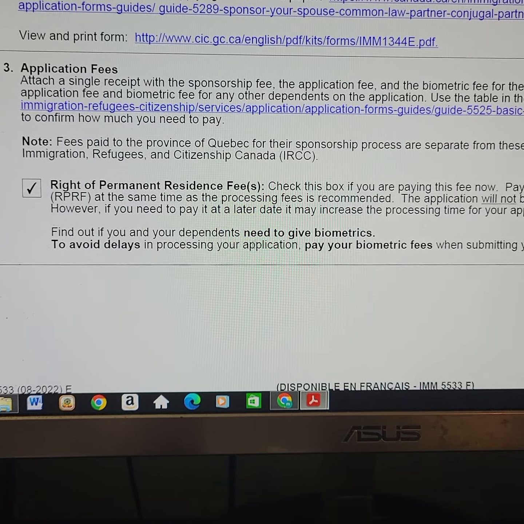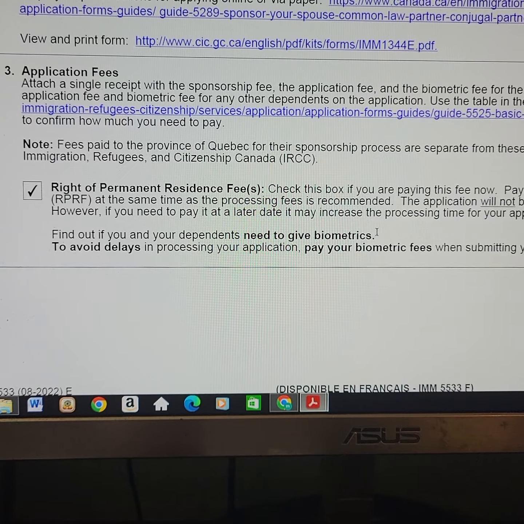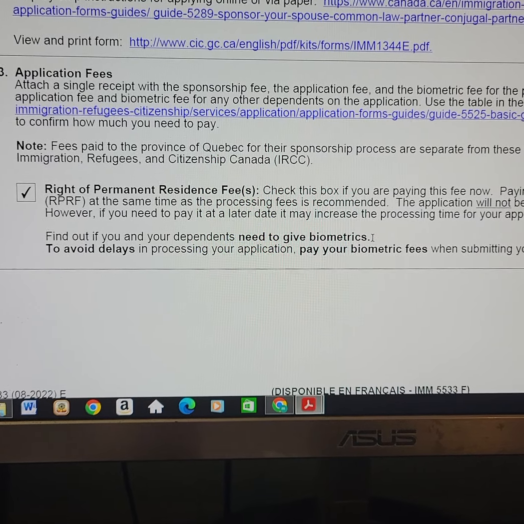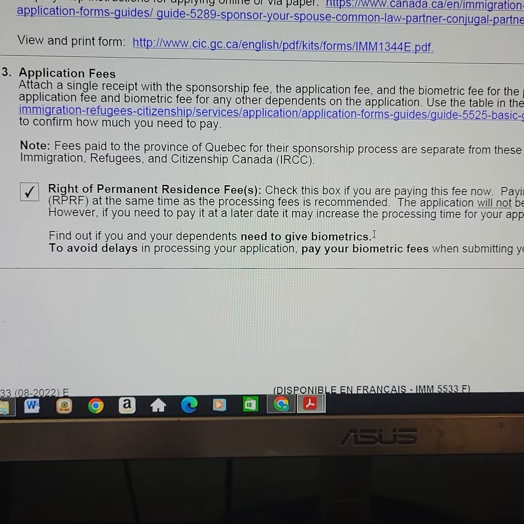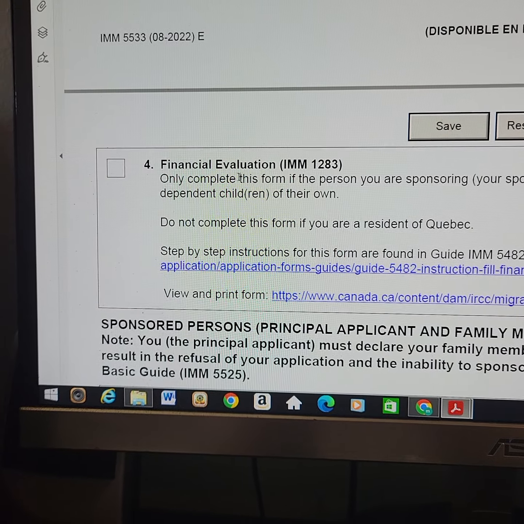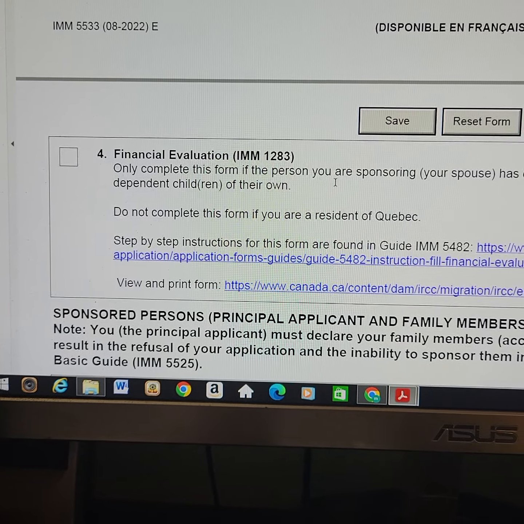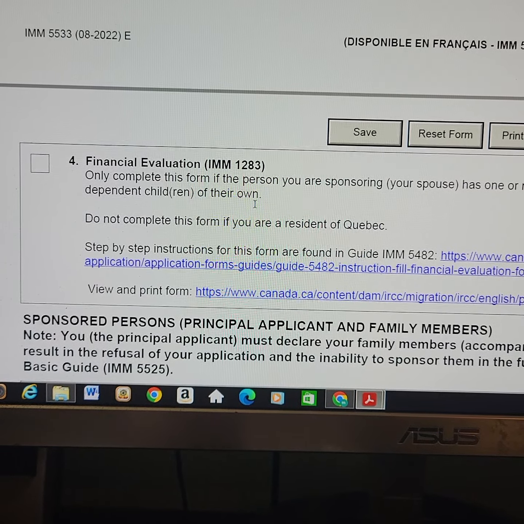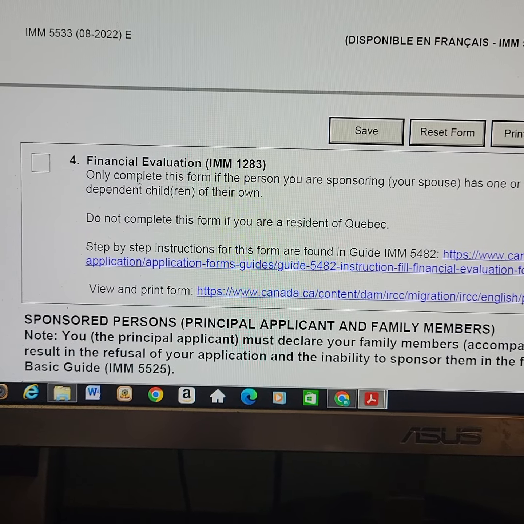Again, another important thing is to pay for the biometrics right away, because once they receive your application and your spouse needs to go and do the biometrics, if you didn't pay it, then you're going to have to wait to pay the fee and then for them to do the biometrics. Okay. The next one would be financial evaluation. This is the form. If your spouse has, like I'm saying, dependent children, they would have to fill out this form. Okay. Otherwise, if your spouse has no children, you don't need to fill out this form.